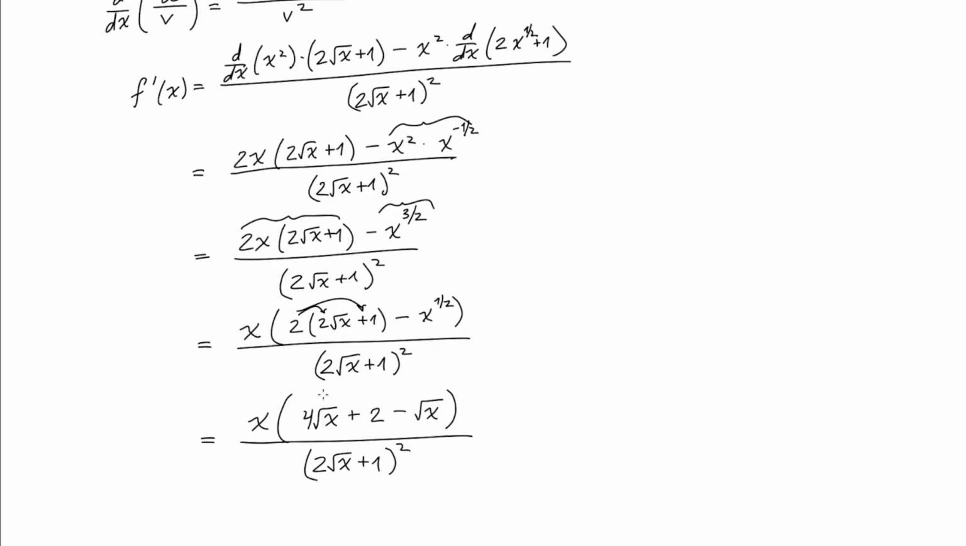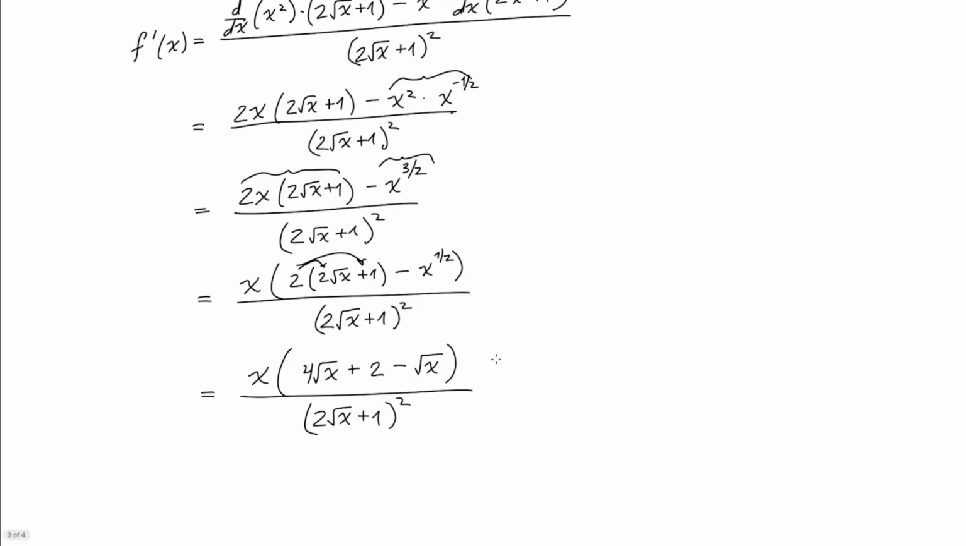And finally, notice that we've got here a 4 root x minus a root x. So that's 3 root x. So we've got x times 3 root x plus 2 all over 2 root x plus 1 squared. And that is as simple as this can get.